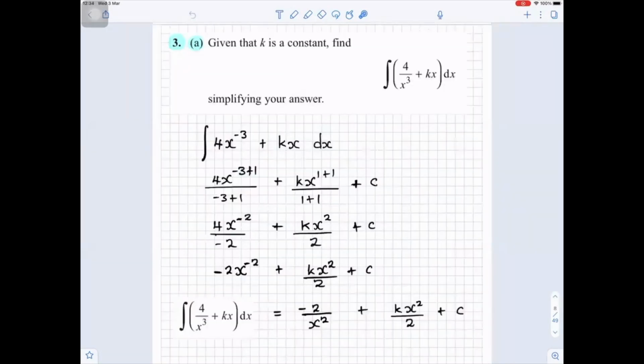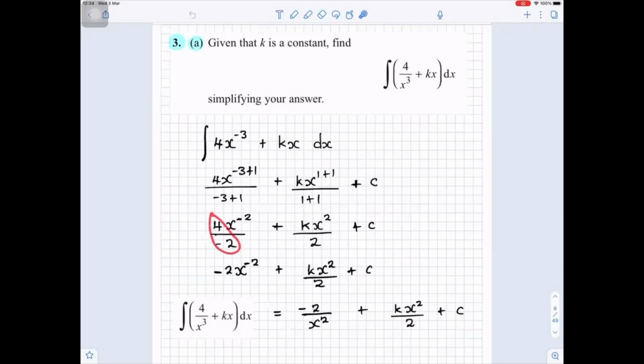So for question 3a, we take the x cubed to the top, to the numerator, it becomes x to the minus 3. So to integrate that, we add 1, minus 3 plus 1, it gives you minus 2. And we divide by that new power, minus 2. So it's 4x to the minus 2 divided by minus 2. For kx to the power 1, we add 1 to the power, 1 plus 1, and divide by 1 plus 1. Add 1 to the power, divide by the new power. It becomes kx squared over 2.